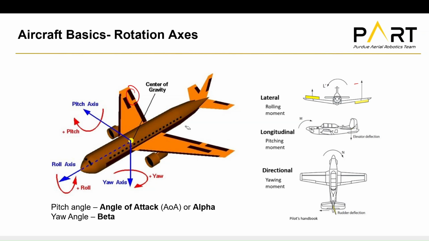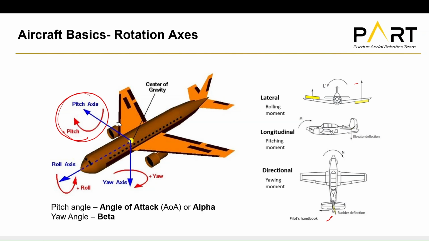Okay, so there you can see the direction of positive roll. As you roll to the right, that's positive roll. The next axis is the yaw axis. This is also known as the vertical axis, and that's this guy right here. Again, yawing to the right is positive yaw. And then finally, we have our pitch axis right here. Pitching up is positive pitch, and that's done by the elevators right here.